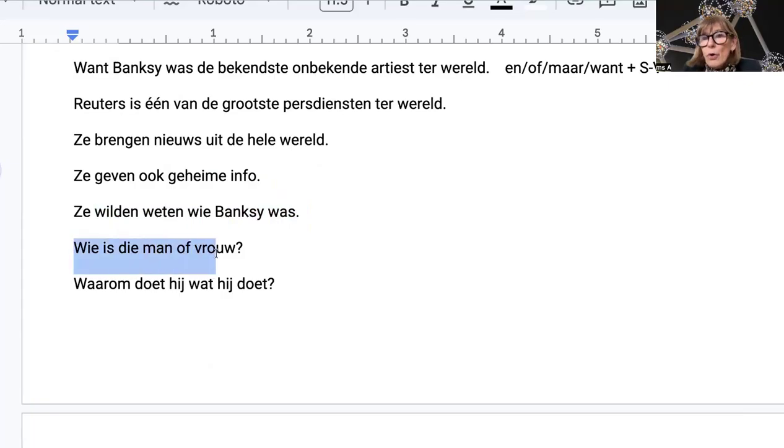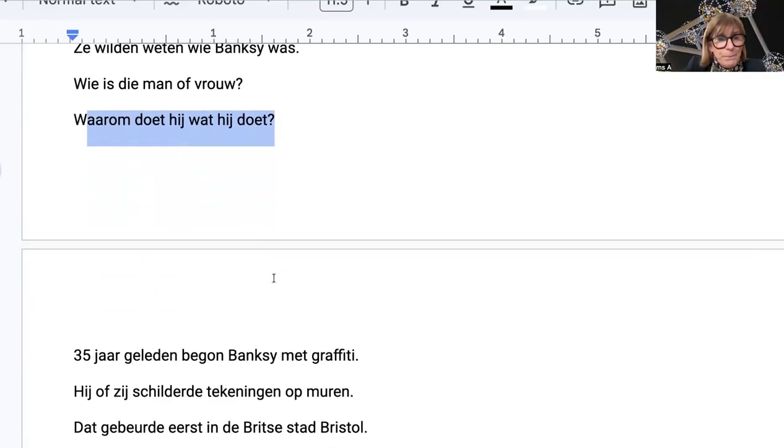Wie is die man of vrouw? Who is that man or woman? Waarom doet hij wat hij doet? Why does he what he does? Meaning, why is he doing this, everything that he does? Why is he doing it? Meaning, like putting paintings all over everywhere and not telling who he is. So why does he what he does?